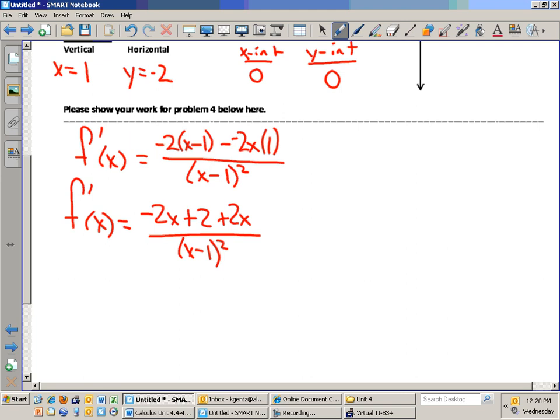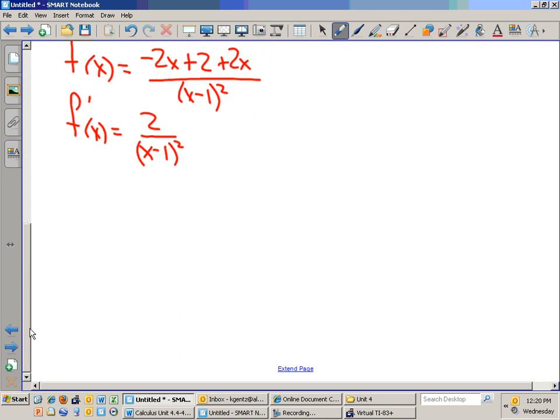What happens? Two x's cancel. I get f prime of x is equal to 2 over x minus 1 quantity squared. Please follow along with what I say, because I'm going to say something that is going to help some of you, hopefully won't confuse any of you. First of all, where is the critical point that exists? 1. 1 is the critical point, because it's undefined in the denominator. Can the numerator ever be equal to 0? No. So my intervals are from negative infinity to 1 and from 1 to infinity.